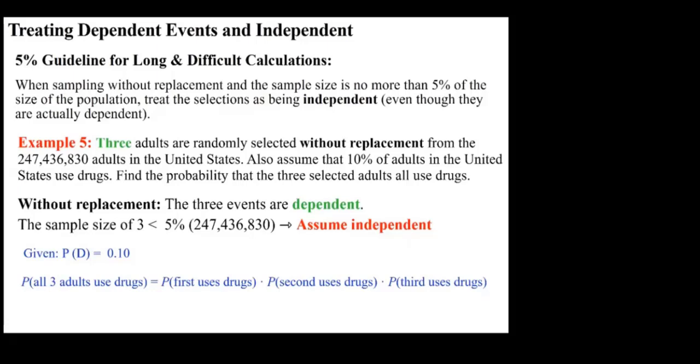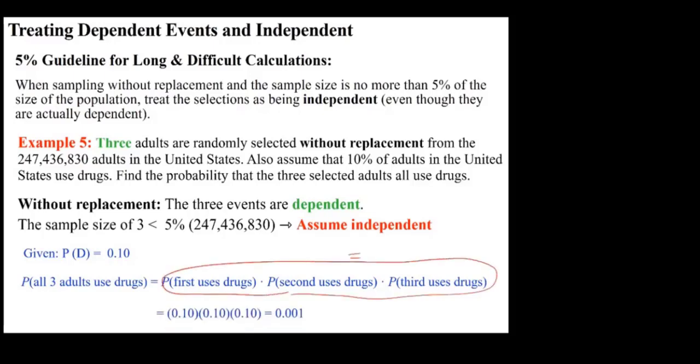So P of all three adults use drugs would be the probability of the first one using drugs, which is 10%. The second one does the same thing, which is 10%, and the last one. In other words, we could write this as 0.1 to the power of three, since there are three people. That's a nice shorthand notation. And so the probability that the three selected adults all use drugs will be about 1 out of 1,000.